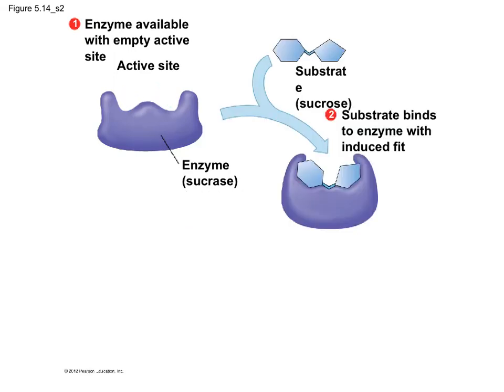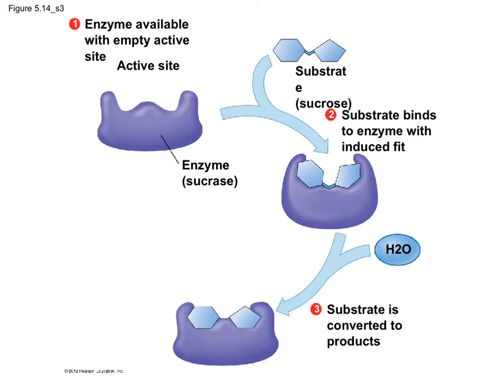So when sucrase comes in contact with sucrose, the sucrose fits right into the active site of the enzyme, and that active site only fits sucrose. The active site changes shape a little bit. The reaction moves forward. You can see here that the bond is broken between those two molecules, and therefore that substrate, that sucrose, is converted to products.